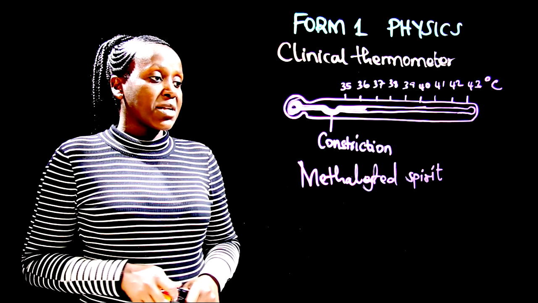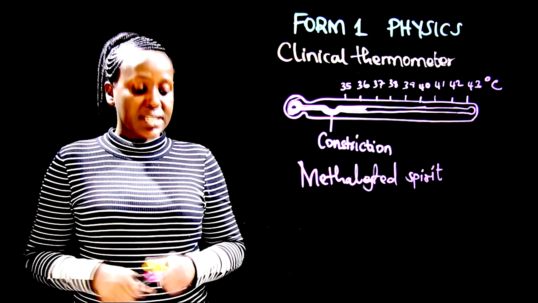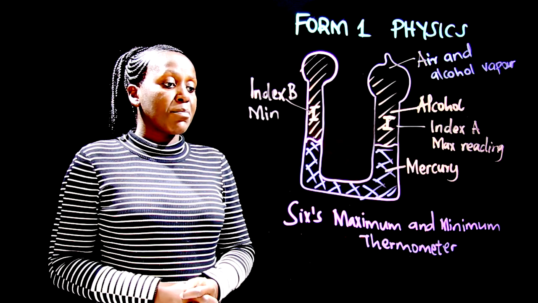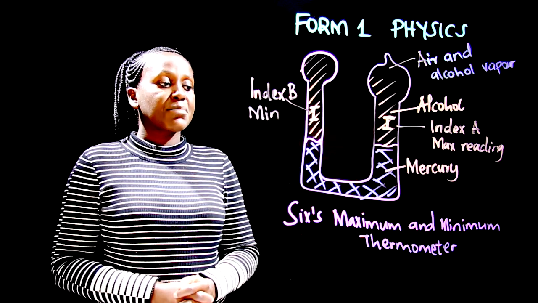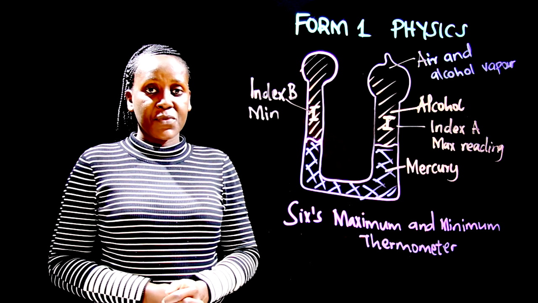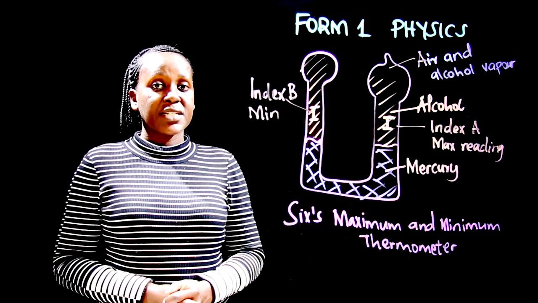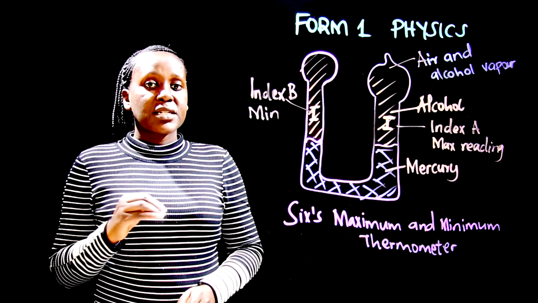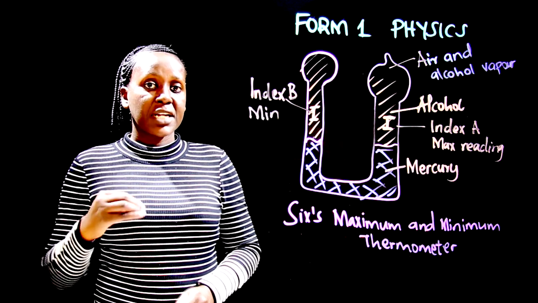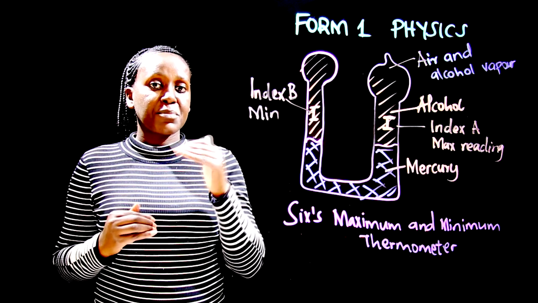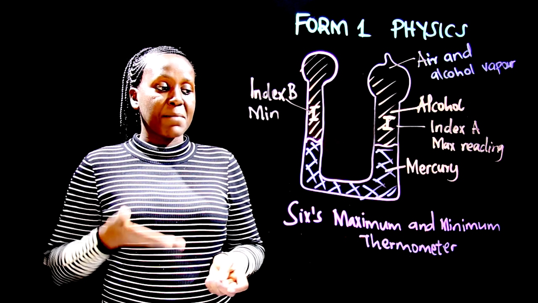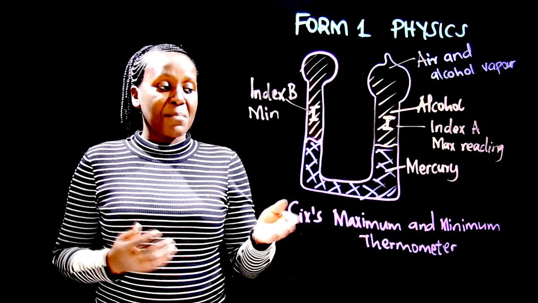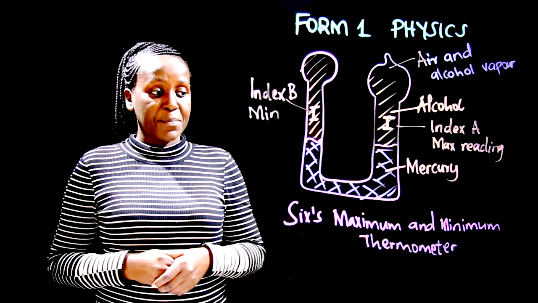So the other type of thermometer is known as Six's maximum and minimum thermometer. This thermometer is used in weather stations, and it is used to record the least temperature achieved in a day and the highest temperature achieved in a day. The minimum temperature and the maximum temperature, hence the name maximum and minimum thermometer.